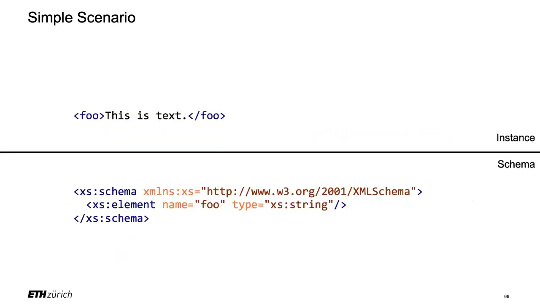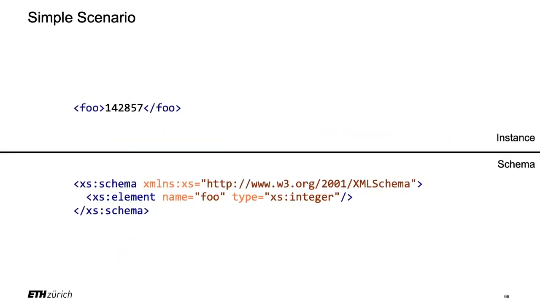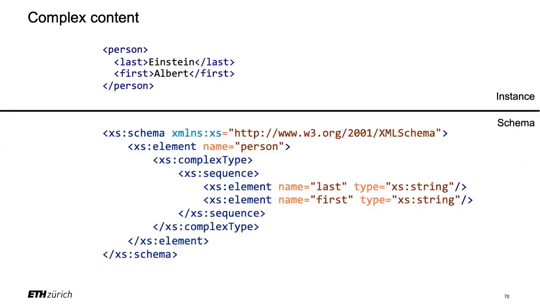Okay, so these are atomic types, right? So now I can specify elements that have an atomic type. What does it mean? It means that the element has no further elements nested in it, only text. But of course, there are also XML documents that might have elements in elements in elements, just like you have arrays in objects in arrays in objects. So here I have elements in an element. Last and first are nested within person. That's obviously not atomic, because now I have nested structure.